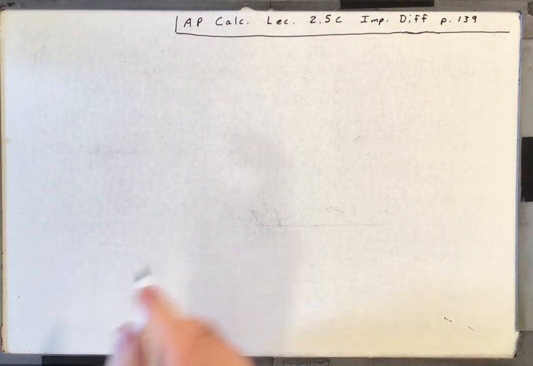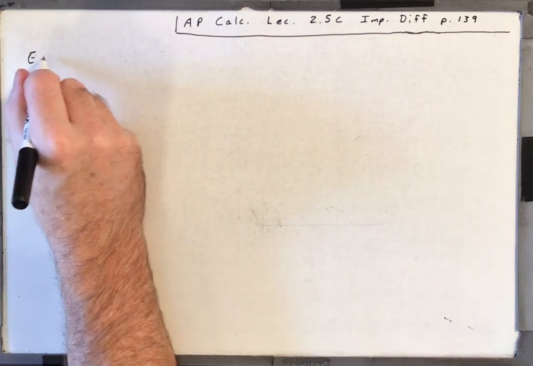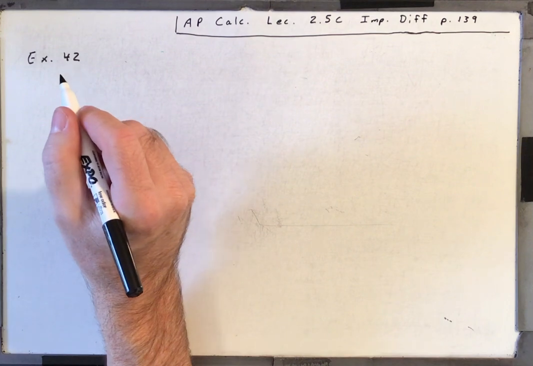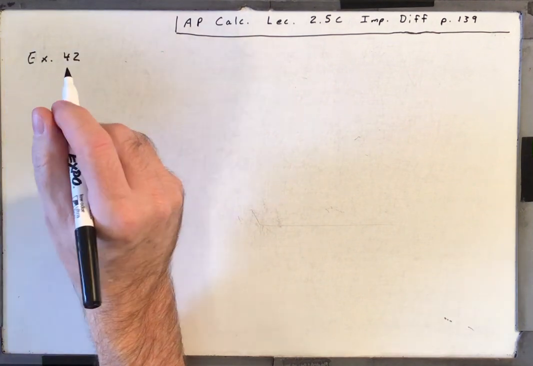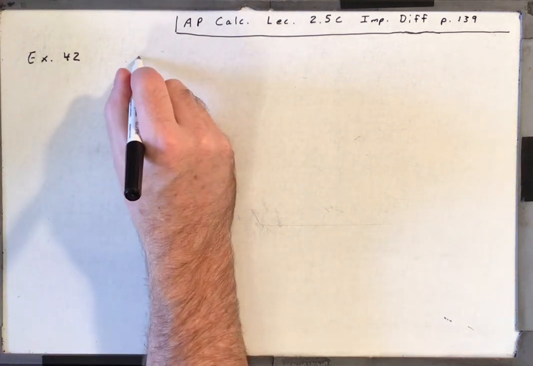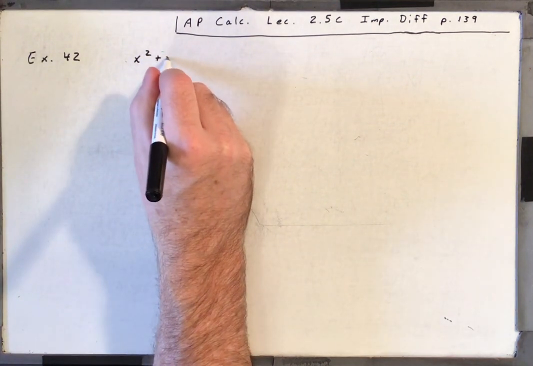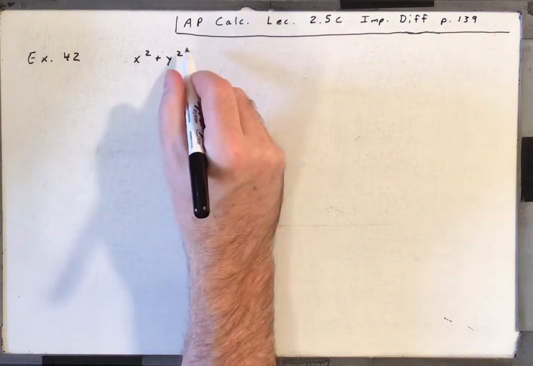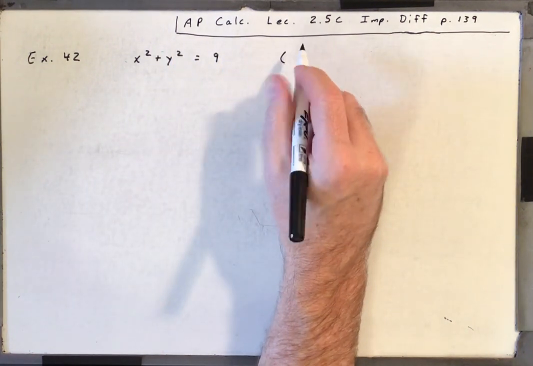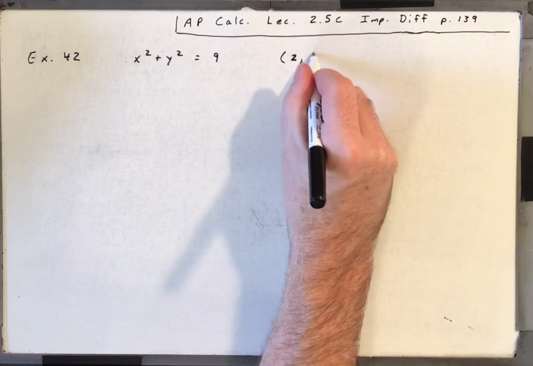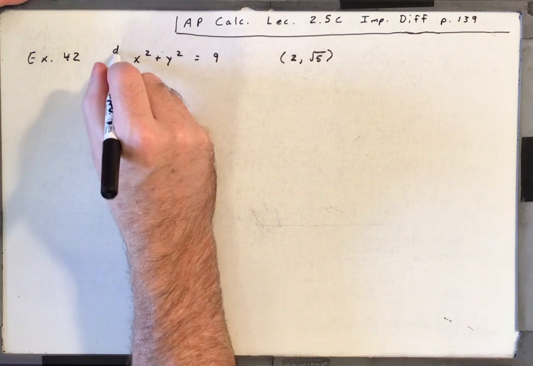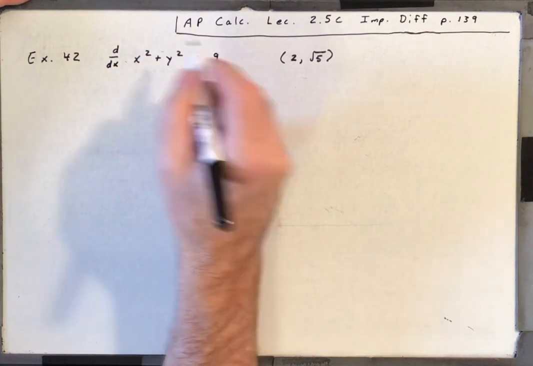Okay, and number 42. On this, we have to find the equation of both the normal line, remember that's the perpendicular line, and the tangent line. We have x squared plus y squared is equal to 9. I'm just going to do the second point, so let's do 2, root 5. This is just a circle of radius 3.